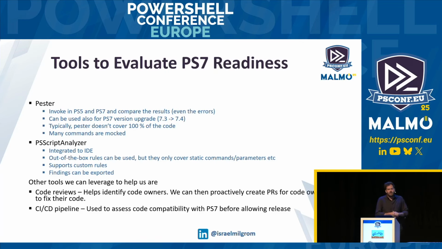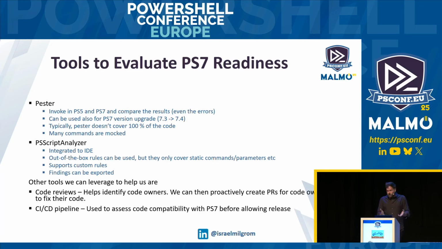So with that being said, we have a lot of code to evaluate and consider. How do we do it? What tools do we have to evaluate the readiness? The first one that comes to mind is a tool that does functional verification, I guess you could call it, Pester. You can run the Pester tests in both 5 and 7, and as long as the results are the same. There was a great talk about test-driven development just an hour ago.